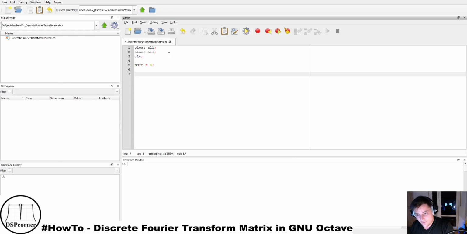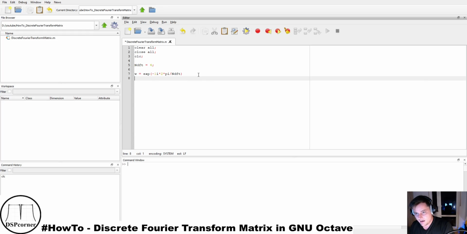But we need one important parameter, let's call it W or omega, and this one is exponential of minus j times 2 times pi divided by the length of the DFT FFT. And this expression is calculating the nth root of unity. In this case, we are calculating the 4th root of unity. Exponential minus j, imaginary, 2 times pi divided by the length of the FFT.